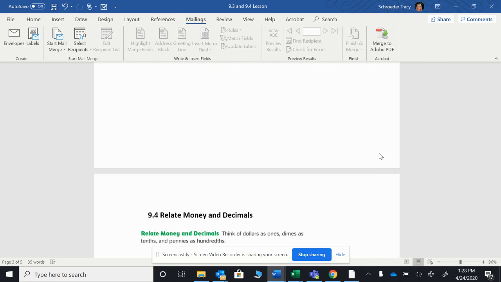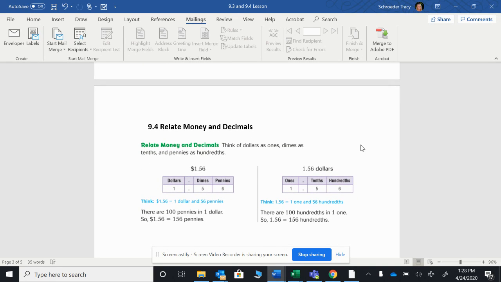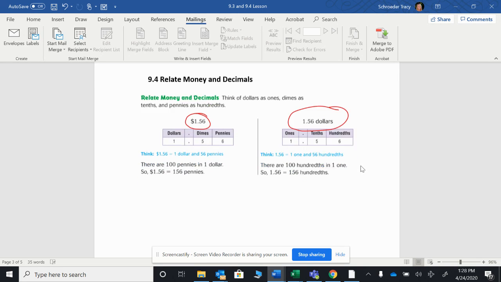Now let's look at lesson 9.4, relating money with decimals. Think of dollars as ones, dimes as tenths, and pennies as hundredths. If you have $1, 5 dimes, and 6 pennies, you have $1.56. 1 and 56 hundredths is how I would write it in place value.